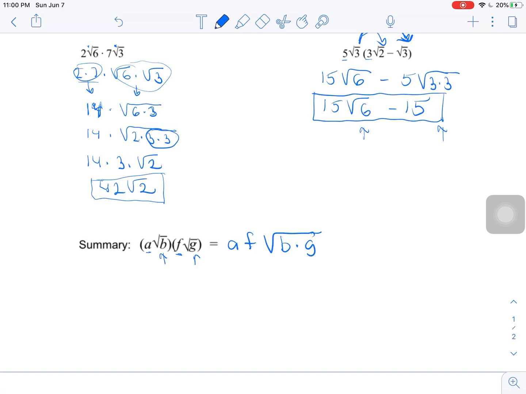So what you're going to work with today are some problems where you're going to be practicing adding and subtracting and multiplying with radical expressions using these examples and these rules that we just finished talking about.